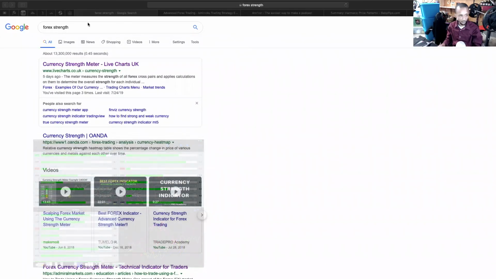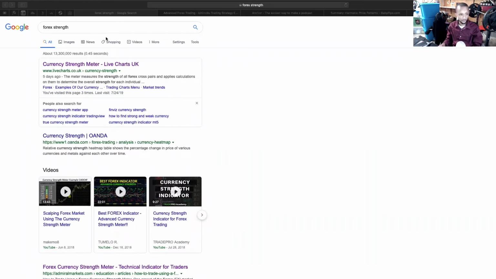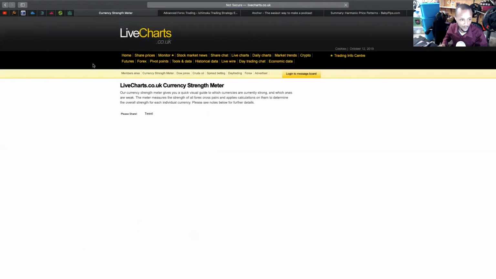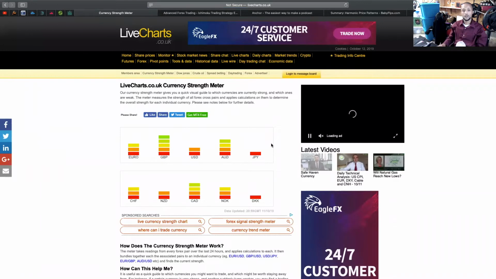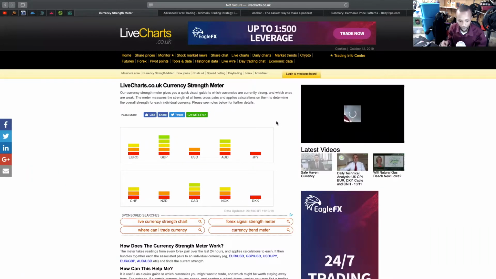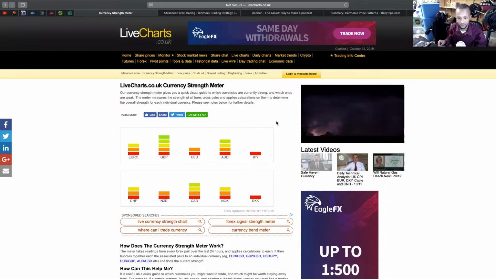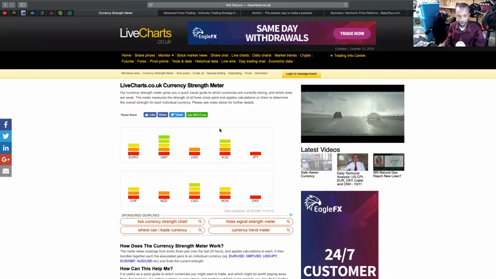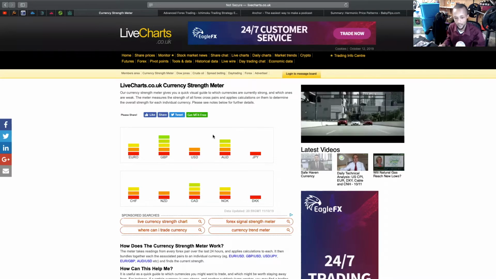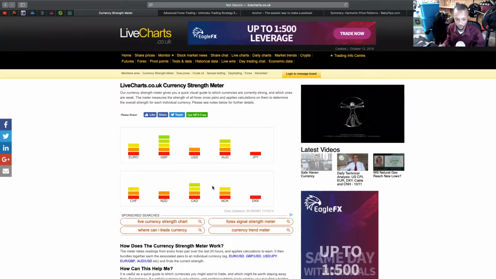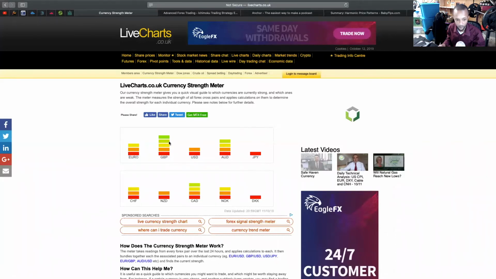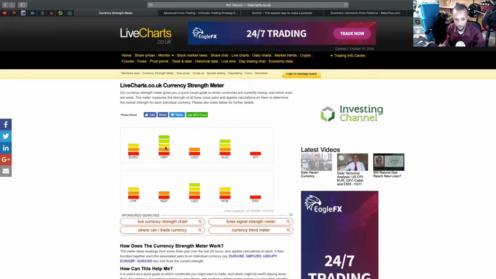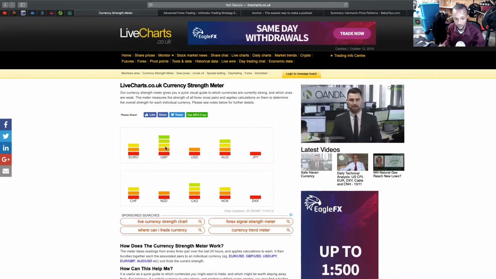Now, I was on Google quite some time ago looking up fundamental analysis and Forex strength, and I came across this website, livecharts.co.uk. And of course, now I use a different version of this same form of analysis as my favorite tool, which we can talk about later. But this website was my first introduction to currency strength. And as you can see here, each country has a different set of bar icons over top of it, indicating how strong that particular country is in the market.